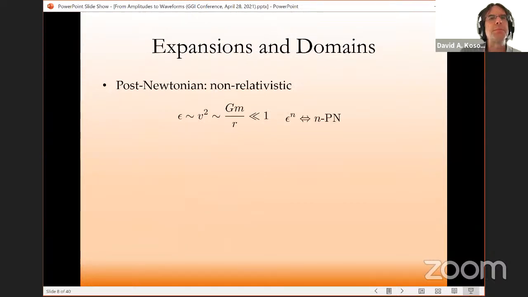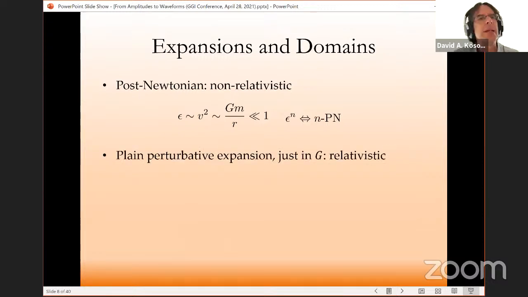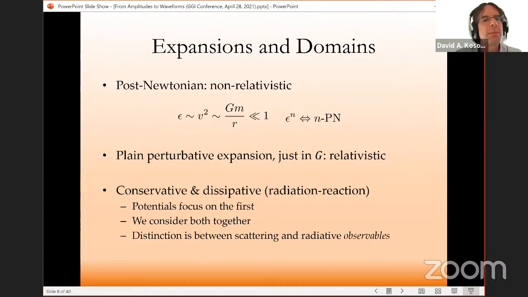Now, a lot of the traditional work, and some of the work we're hearing about here, is in the context of the post-Newtonian approximation. We're going to be thinking about just the plain perturbative expansion in G and keeping things fully relativistic. The other thing that's perhaps a little more traditional is to separate out the potentials and to be thinking about conservative and dissipative or radiation reaction effects separately. It's more natural if you're coming from a field theory point of view to consider them both together, and perhaps to make a distinction between scattering and radiative observables.